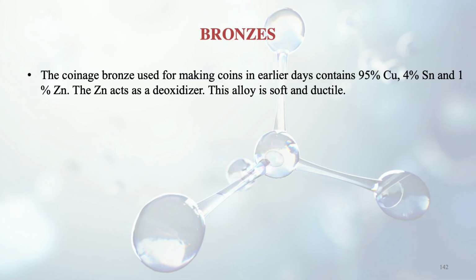So after discussing the brasses, we now come to the second type of alloy, that is the bronzes. You must have heard of the bronze medal whenever you compete somewhere, so the third position person gets the bronze medal. So the same bronze is here. The coinage bronze was used for making coins in earlier days. It contained about 95% copper, 4% tin and 1% zinc. And zinc actually acts as a deoxidizer, so it can remove the impurity and make this material more soft and ductile.